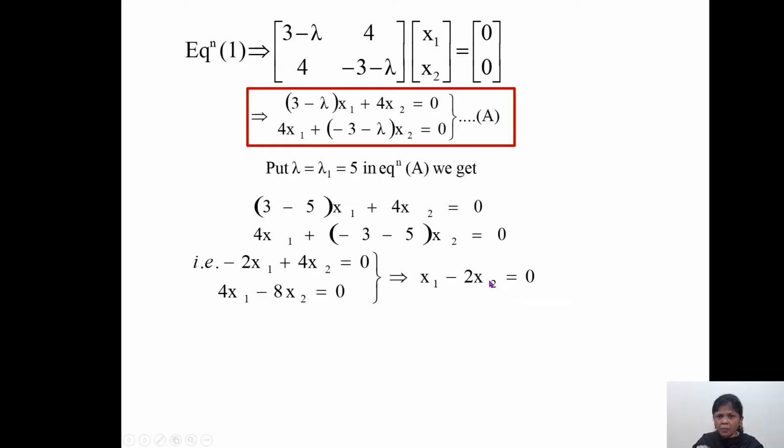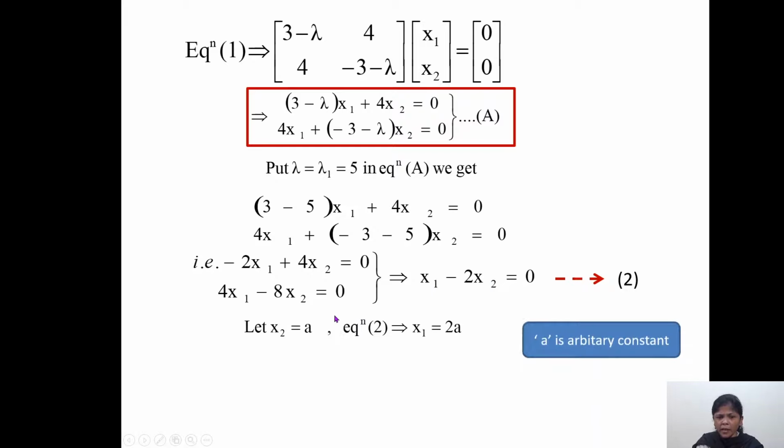So that extra variable should be given an arbitrary constant value. Usually we assign an arbitrary constant value to the last variable. Out of x1 and x2, the last variable is x2. So let x2 equal a. Put this value of x2 in equation 2, and you will get x1. Now what we find here is that a is an arbitrary constant.